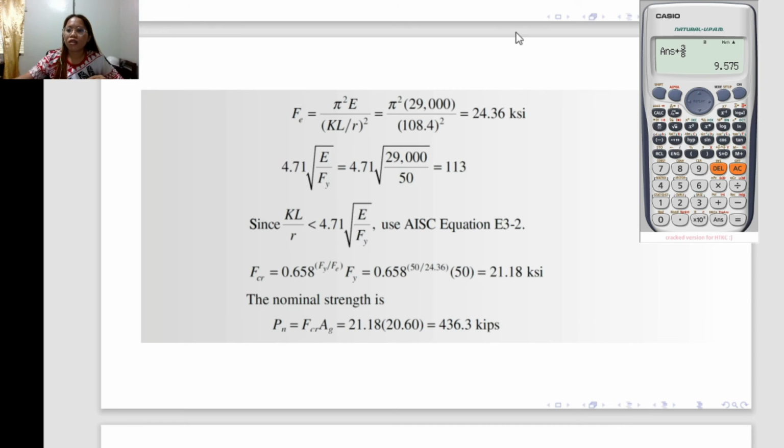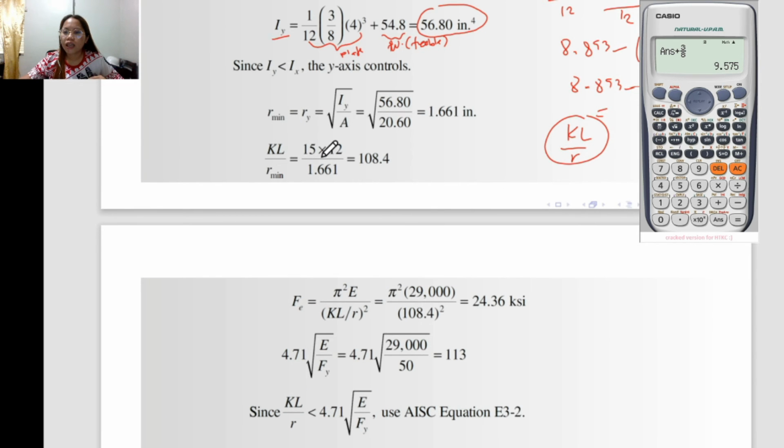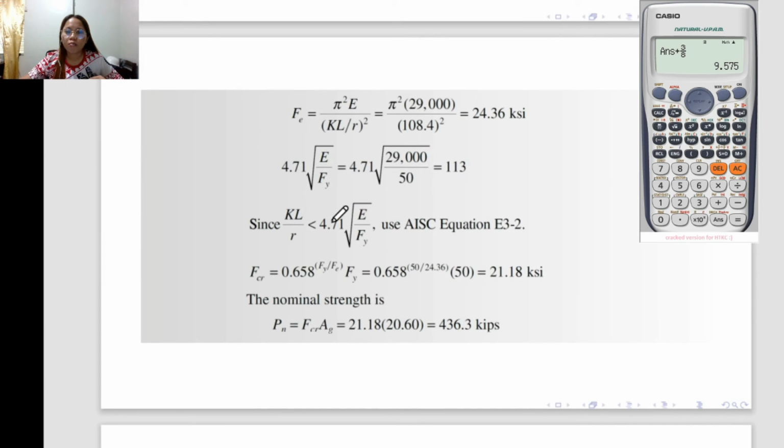And compare this one to the computed, no? KL over r, slenderness ratio. This KL over r is less than the 4.71 square root of E over Fy. Meaning, you have to use equation E3-2. So, we already discussed this one, no? If this condition is met, you have to use this formula, 0.658 to the power of Fy over Fe times Fy, no? So, the critical buckling stress, no, from this one is 21.18 KSI.